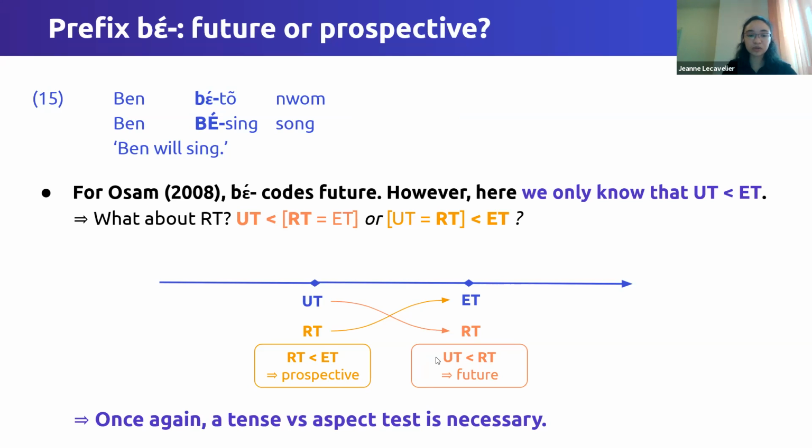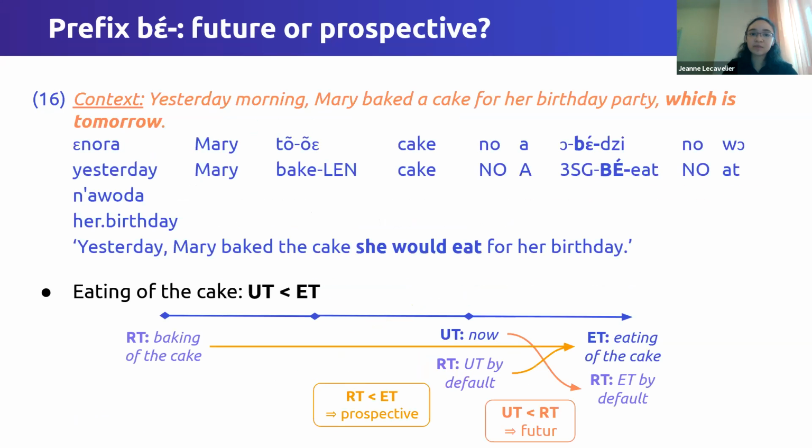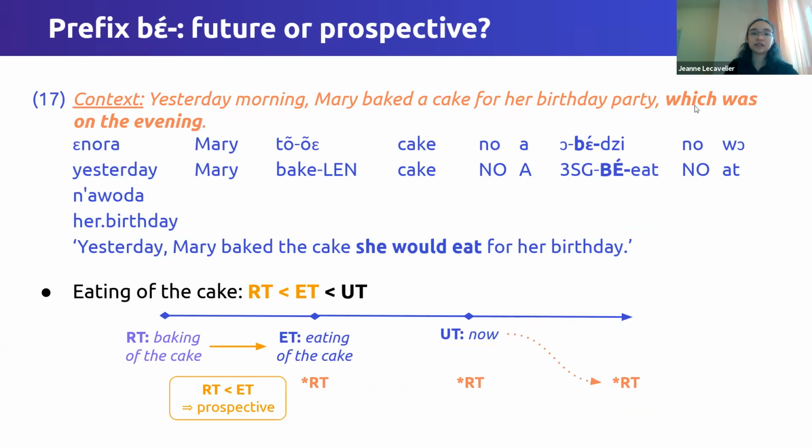So once again, we would need to make a distinction between tense and aspect, and we did the same thing as we did with the low tone announcing. So we found a complex sentence: Yesterday, Mary baked the cake she would eat for her birthday, and we presented it in two contexts. The first context being yesterday morning, Mary baked a cake for her birthday party, which is tomorrow, so in the future. And in the second context, yesterday morning, Mary baked a cake for her birthday party, which was in the evening, so it has already taken place.